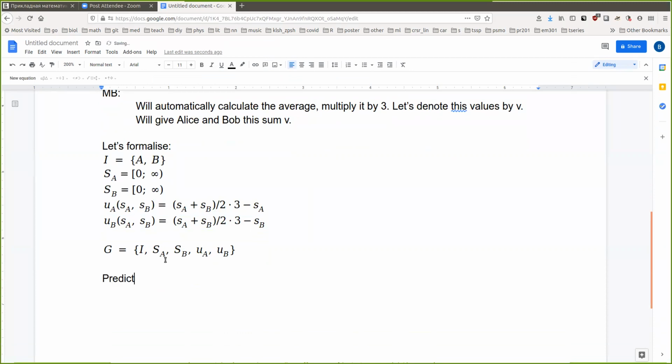Let's try to predict. What is your prediction? How will this game end? What will be the result of the game? Well, each dollar, let's say, put in the box gives the payoff of 1.5 to each player. So if someone puts an additional dollar, it receives 1.5 back. So everybody should put in the box as much as possible.